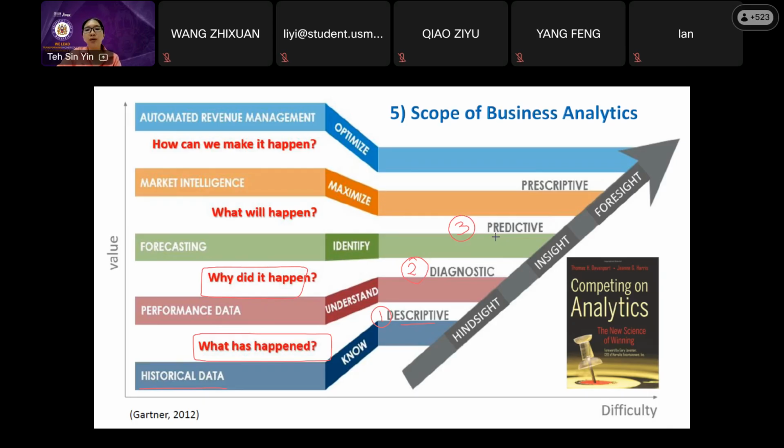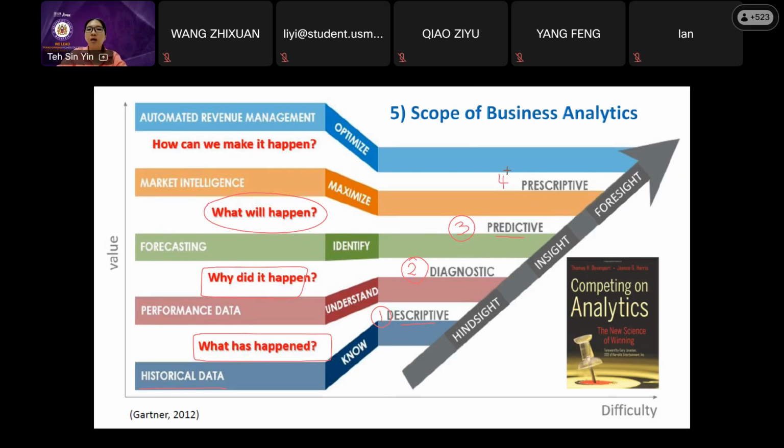The third type of analytic is predictive analytic. Predictive, you are doing forecasting. You want to forecast, you want to estimate what will happen in the future. So predictive, it has not happened. You are trying to forecast, you are trying to find out what is going to happen in the future. Okay, so that is predictive analytic.